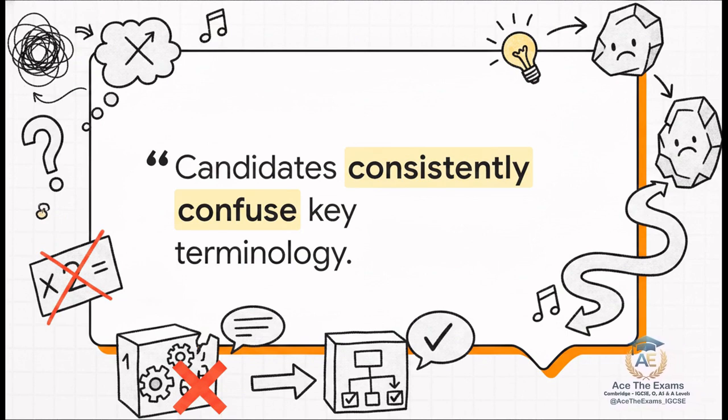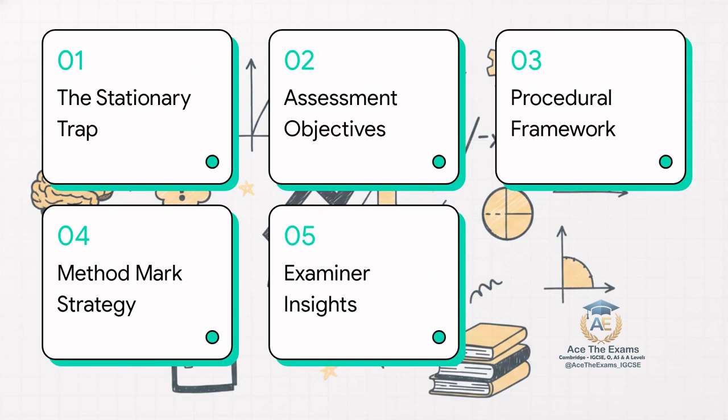They're doing the raw math, sure, but they completely fail the communications test. If you're just crunching numbers and throwing them onto the page without clear logical steps, you are actively throwing your grade away. Okay, let's dive into this.